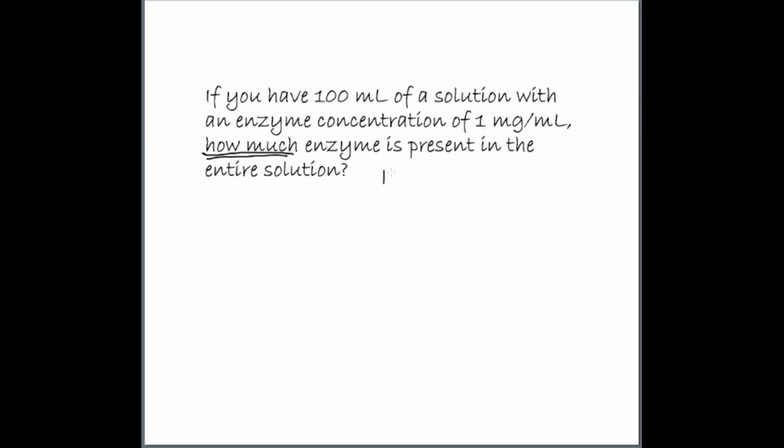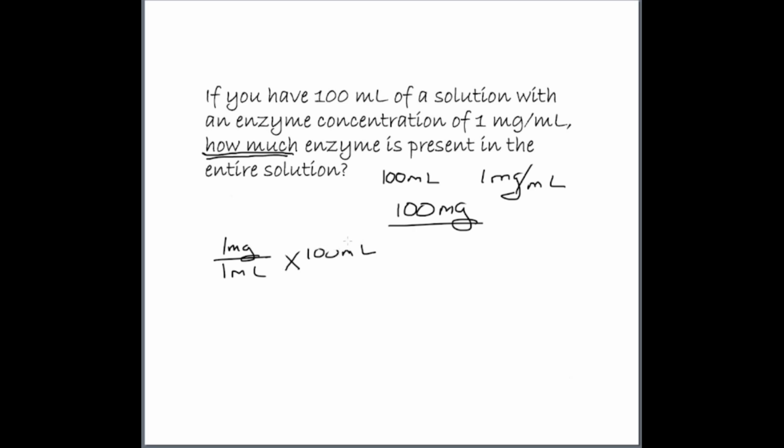Okay, if we have 100 mils at a concentration of 1 mg per mil, intuitively you might be able to say, I have 100 milligrams in the entire tube, in the entire solution. Or we could use maybe our unit canceling method. 1 milligram per 1 mil times 100 mils. Units cancel equals 100 milligrams.